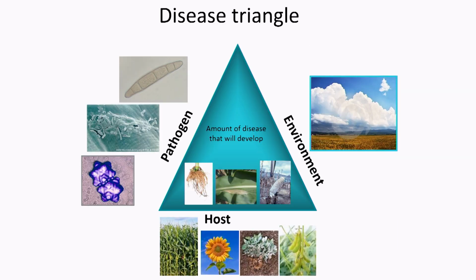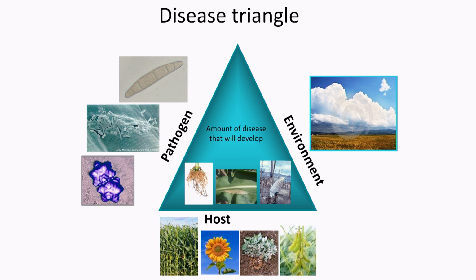So for a disease to develop, it is necessary for the pathogen to be present. And today, in this case, we're mainly going to talk about fungi. So the pathogen needs to be virulent, meaning it has to have the ability to infect the plant and cause disease. Then we need to have a susceptible host. And for today's presentation, that will be sunflower.